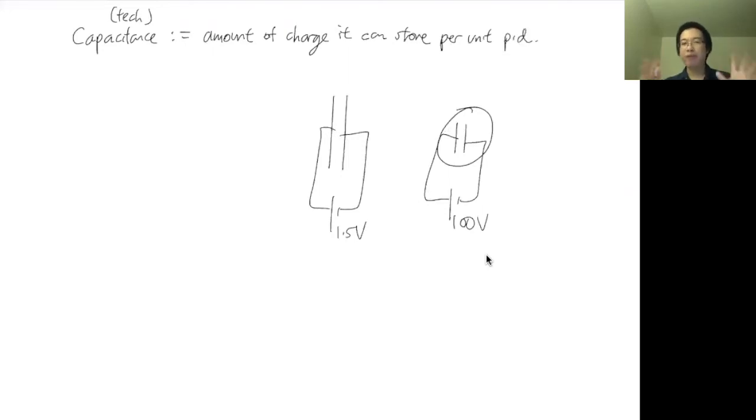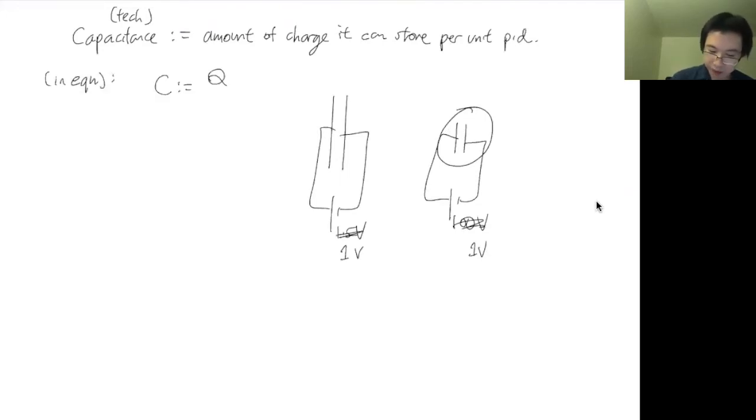Okay, now it's a fair comparison. So everyone, let's plug it into 1 volt. Let's see which one wins. Let's see which one can store more charge. Now it's a good comparison. All right, so in the equation, if you like, you can write it as the amount of charge you store per unit potential difference, like that.